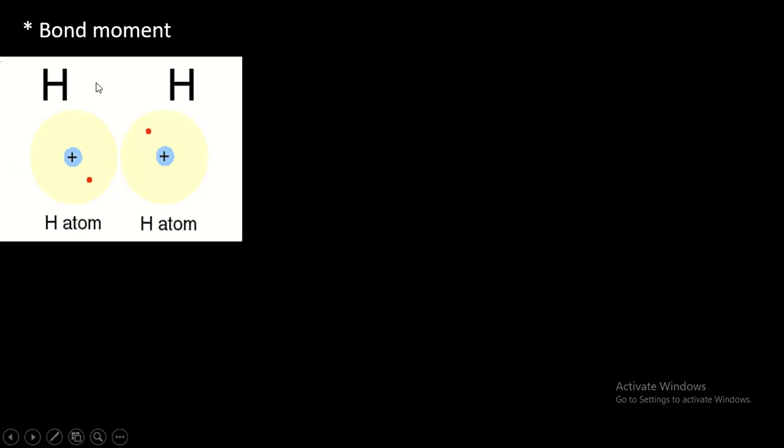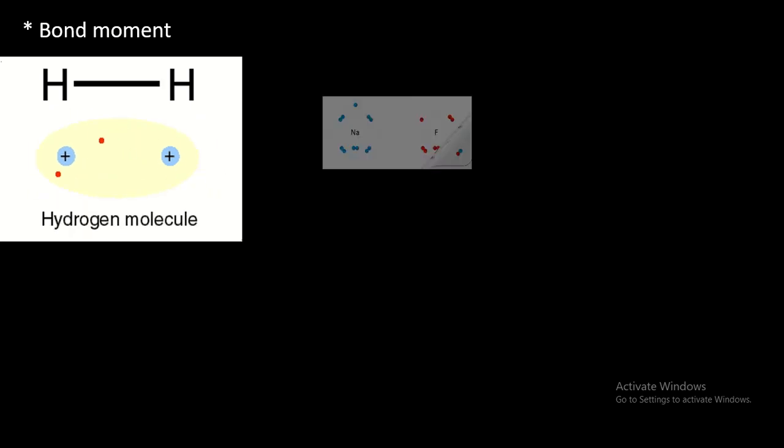In this molecule, the electronegativity of each hydrogen is the same. Therefore, the sharing pair of electrons between the bond is equal, and the distribution of electrons in the bond is also equal. Therefore, the dipole moment of this molecule is 0.